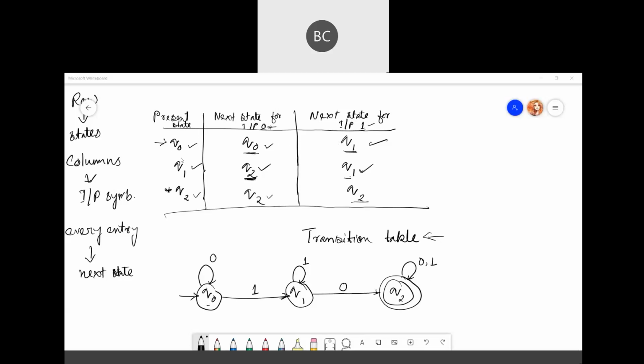Q0 है, 0 लिया, Q0 पे रहा. Q0 है, इनपुट सिंबल 1 लिया, Q1 पे चला गया. And from Q1 0 लिया, Q2 पे चला गया. फिर Q1 से 1 लिया, सेम स्टेट पे रहा. और Q2 फॉर बोथ सिंबल्स Q2 पे रहा. समझ में नहीं आया. Okay, so टेबल से डायग्राम समझ में आ गया.